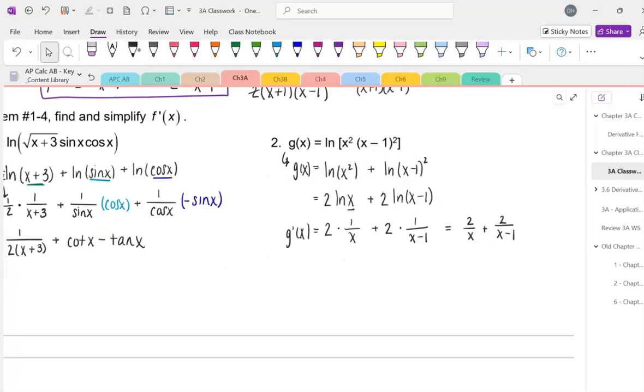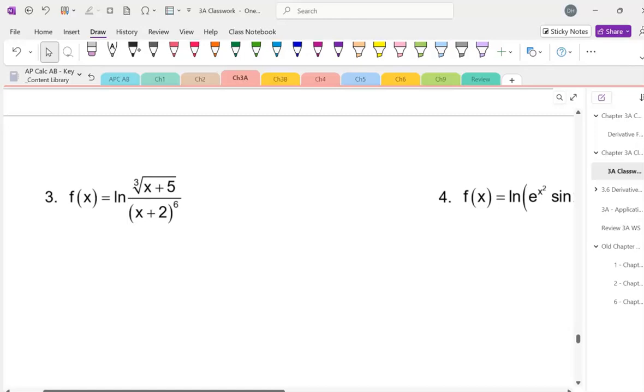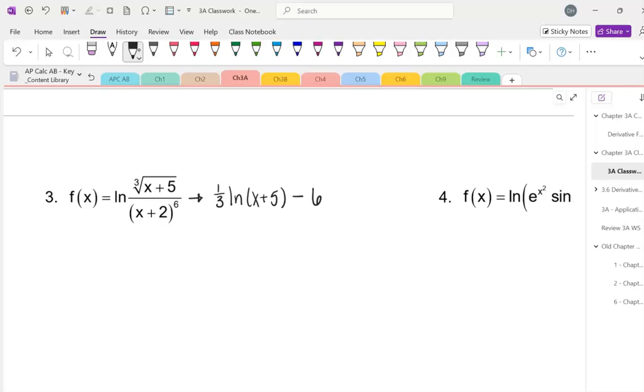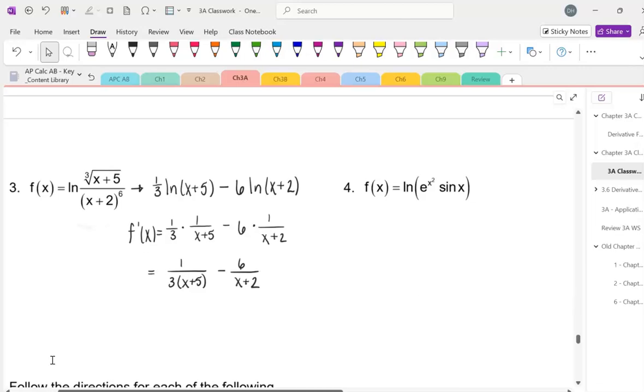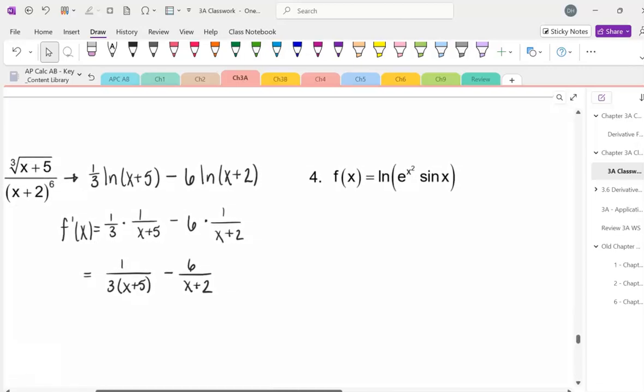On the next page, number 3, again, split up your log. So we've got 1/3 natural log of x plus 5 minus 6 natural log of x plus 2. And go through the same process. Great opportunity to pause the screen and just make sure that you have the answer correct. And same thing with number 4.